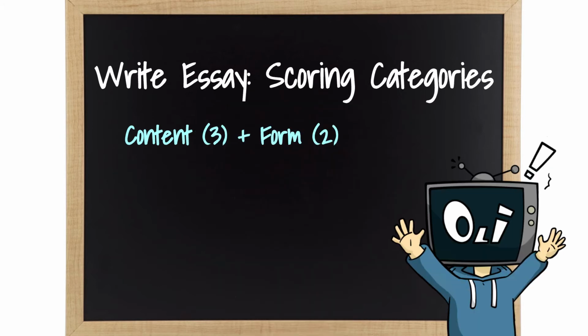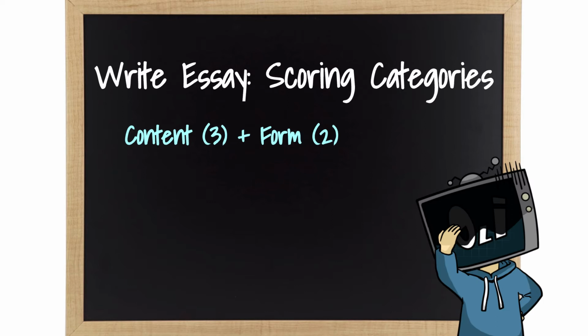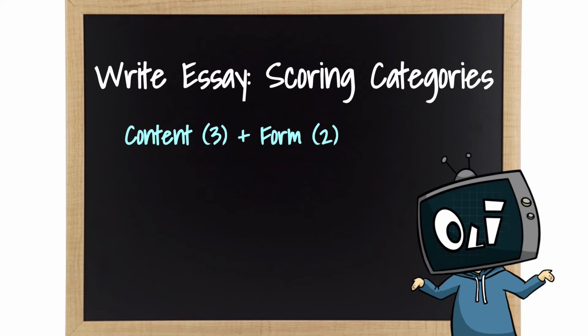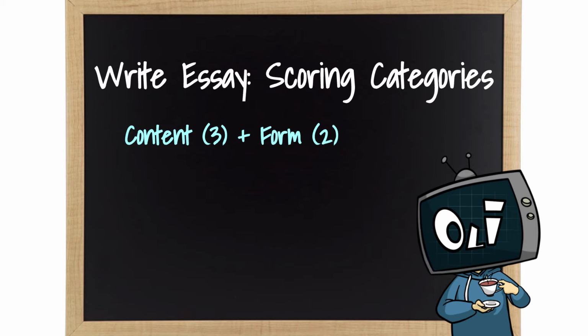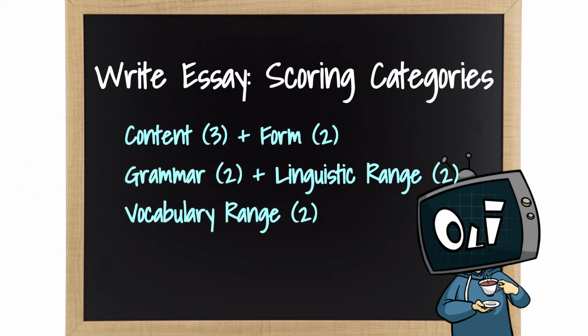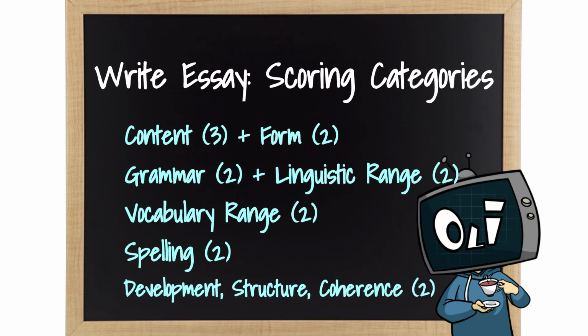In short, you need to get something for content or form. If you're struggling with this, then the upcoming discussions will be completely useless to you because the other scoring categories will just be zeros. Then we have 10 points distributed evenly among the other 5 things: grammar, linguistic range, vocabulary range, spelling, and the last one, which technically is 3 things at once: development, structure, and coherence.